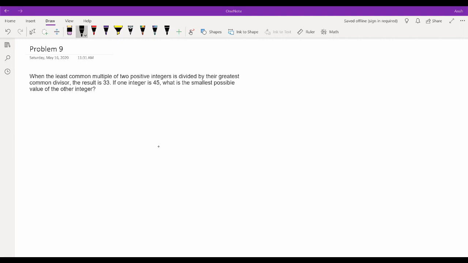since the LCM divided by the GCD is 33, that means the least common multiple of the two numbers is divisible by 11. And since 45 is not a multiple of 11, obviously, that means our other number n is a multiple of 11. So we can rewrite this as n equals 11k, let's say. All right, so we have that n is equal to 11k.